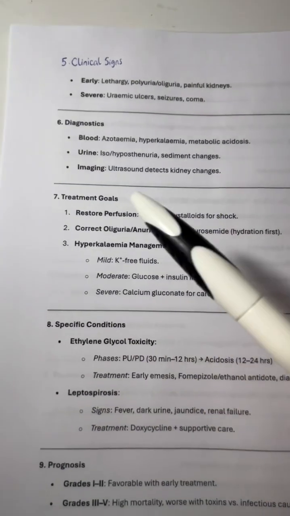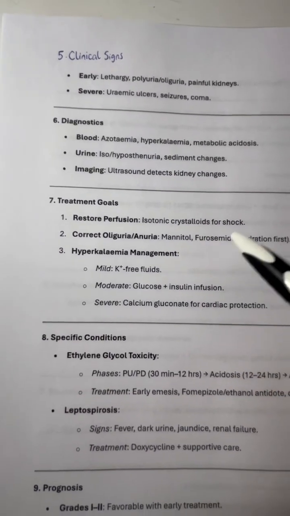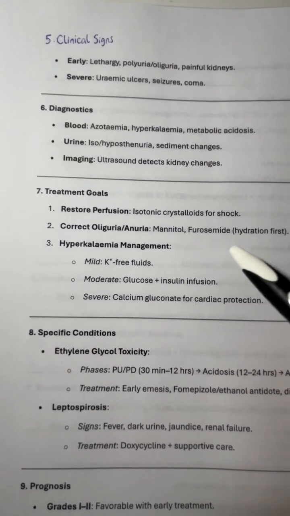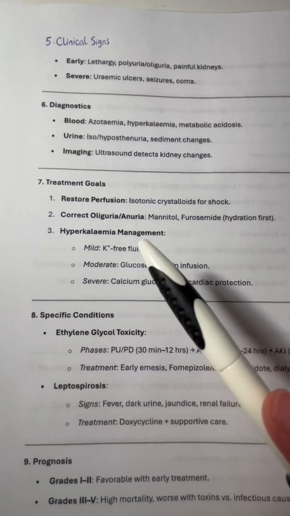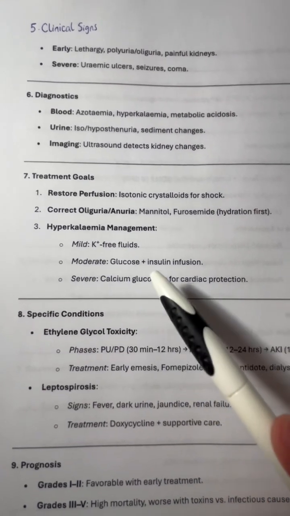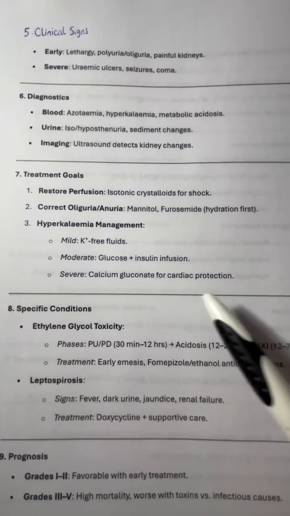Treating acute kidney injury, you want to restore perfusion, so give an isotonic crystalloid for shock. Correct any oliguria or anuria by giving mannitol or furosemide, but first you need to make sure they're hydrated. Managing hyperkalemia, in mild cases, give potassium-free fluids, in moderate cases, give glucose and insulin infusions, and in severe cases, give calcium gluconate for cardiac protection.